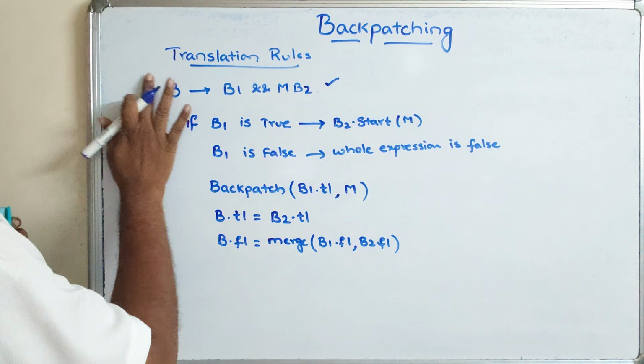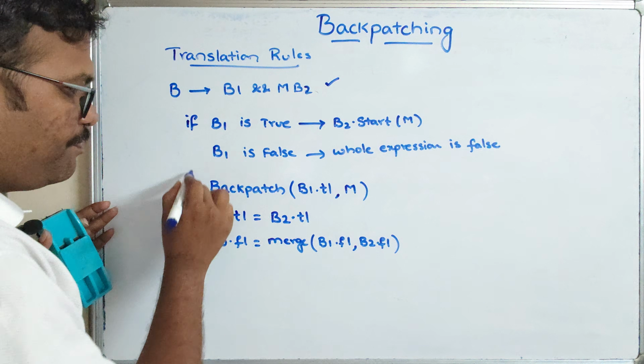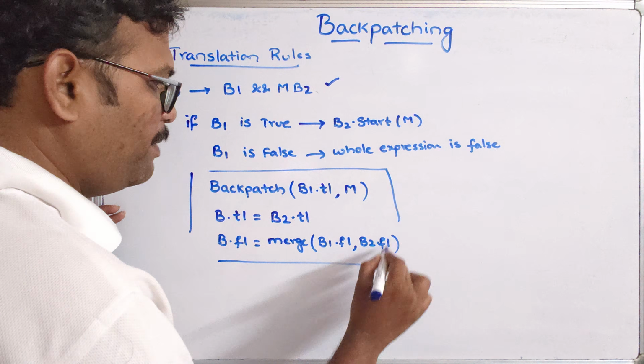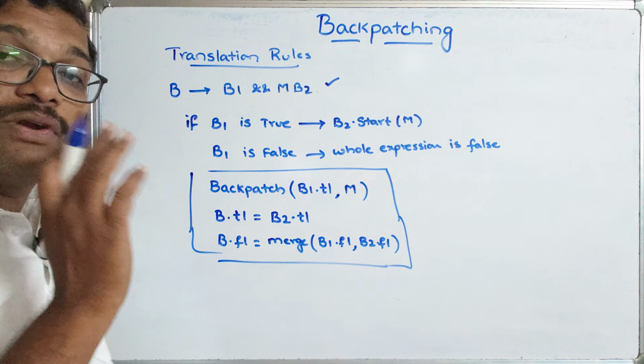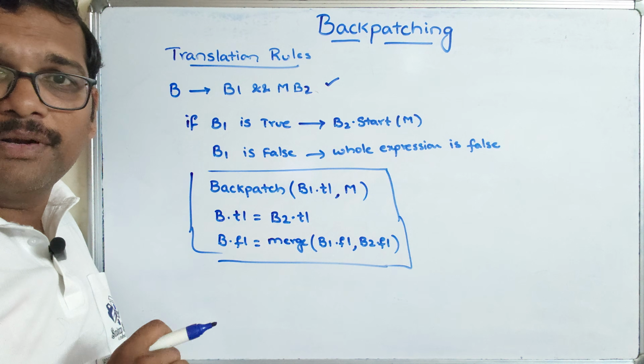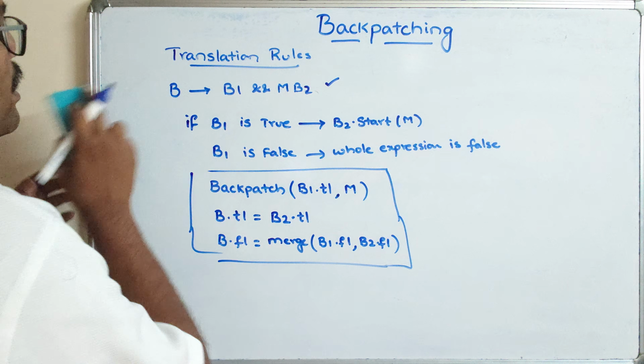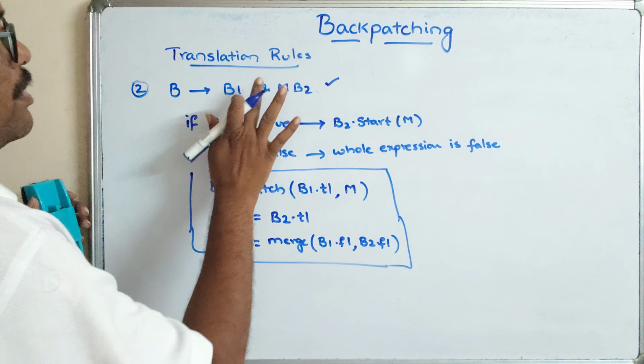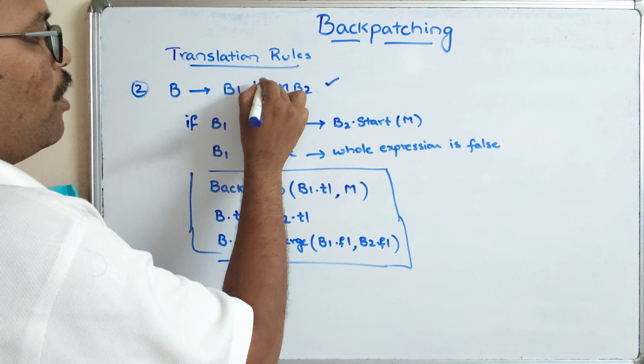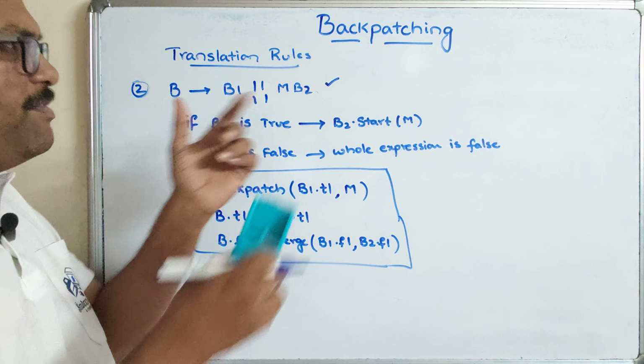And the second one, so you need to remember these three things. These things will be useful while drawing the annotated parse tree for any example. So just remember this one. And the second rule, B1 or B2, the same thing.